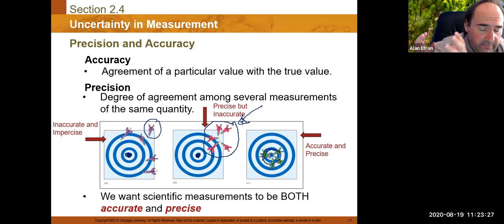Now, obviously, when we take measurements, we want to be both accurate and precise, like the last guy on the right there. And again, usually if you have pretty good accuracy, you're probably going to be pretty precise as well.